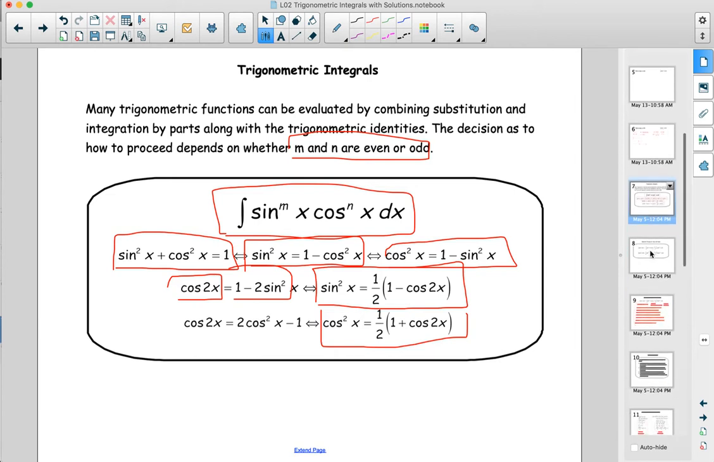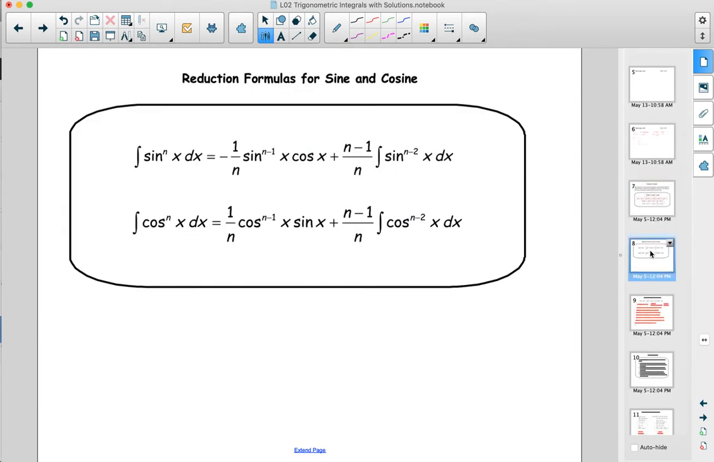All right, so moving forward, we also might want to make use of some reduction formulas for sine and cosine. So the reduction formula for sine is, here's an integral. It's written in terms of a product and this other integral. We have this integral for cosine, and it's written in terms of a product and another integral.